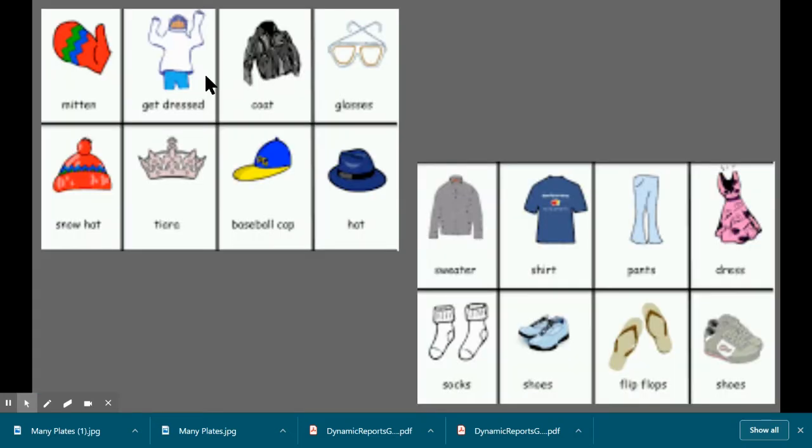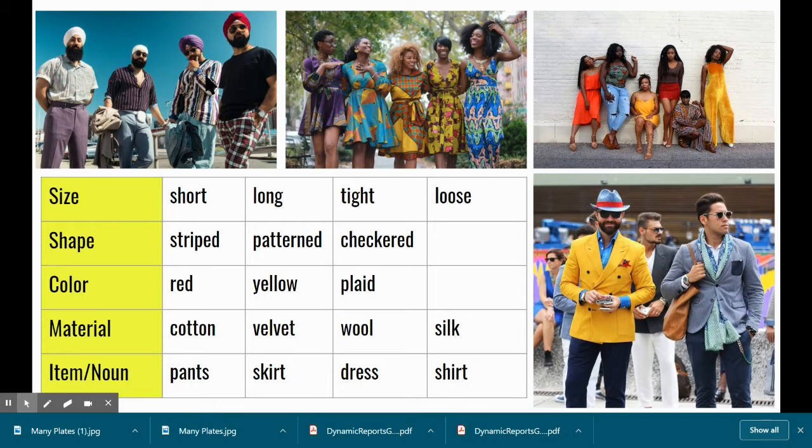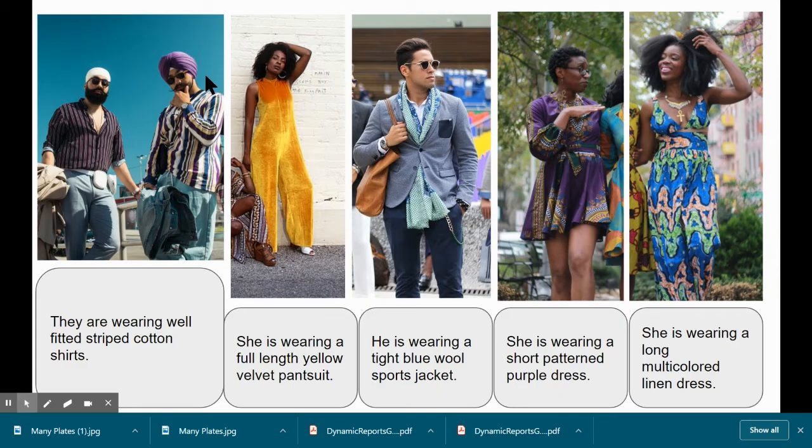The next thing we're going to talk about is clothing. Sorry for the fuzzy image, much better images here. So again, we have to do these in the same order, right? So we might have different types of adjectives here. Here we have size, shape, color, and material, right? And then we put that to describe our item, our article of clothing, right? So if I look at this lady in the yellow, I could say she is wearing a full-length yellow velvet pantsuit, right? Or if I look at the guys, I could say that they're wearing well-fitted striped shirts, right?